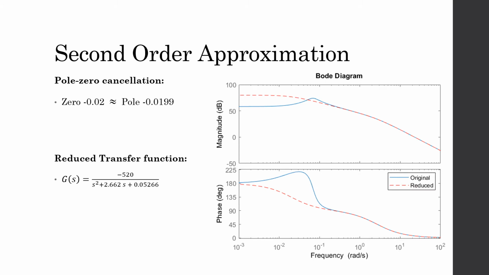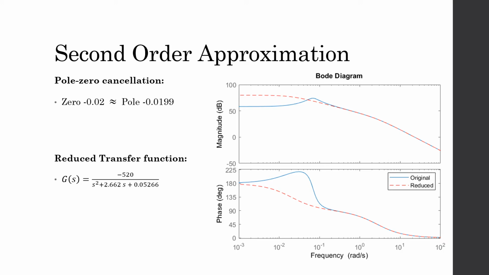After the dominant pole approximation, we now have a zero on top of negative 0.02 and a pole on the bottom of negative 0.0199. Since these are approximately equal, it's safe to approximate the system by canceling them out, and we are left with a reduced transfer function shown here. This is what the remainder of our open loop calculations will be based on.